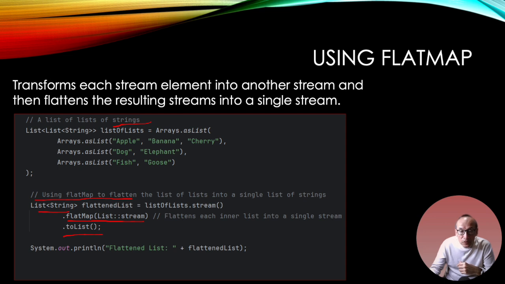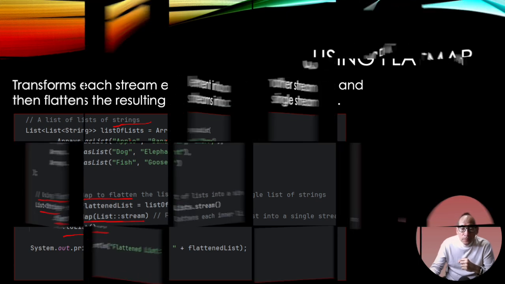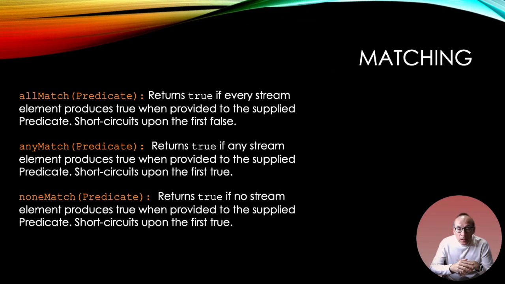So now I have a list of strings. So it's apple, banana, cherry, dog, elephant, fish, and goose. Now it's just one list of strings that get printed out here. Pretty neat, huh? Things keep getting better.